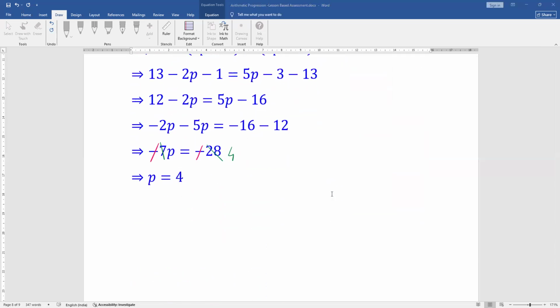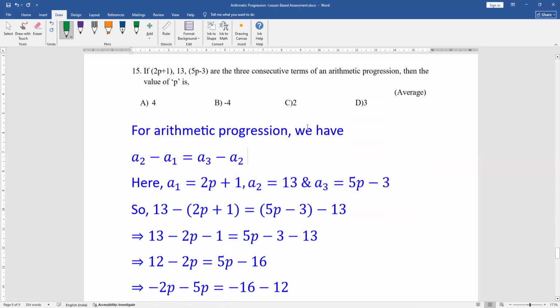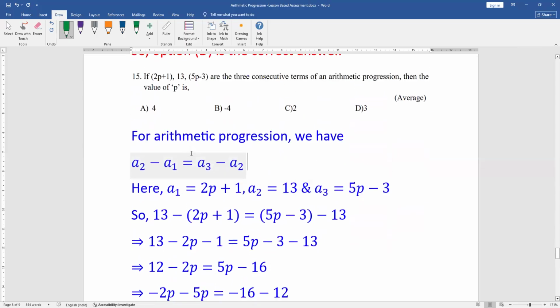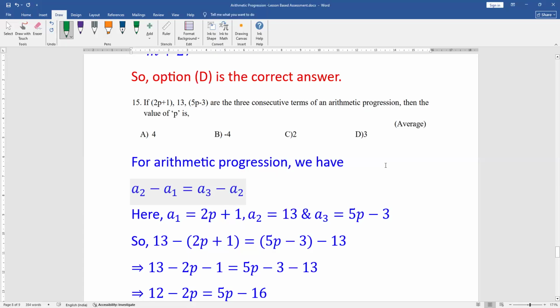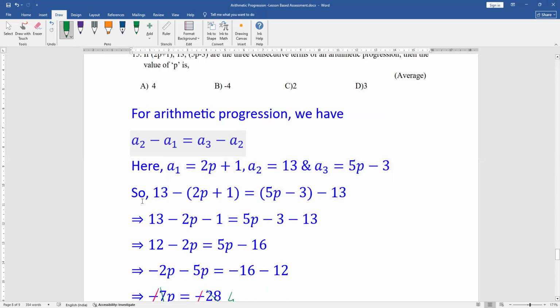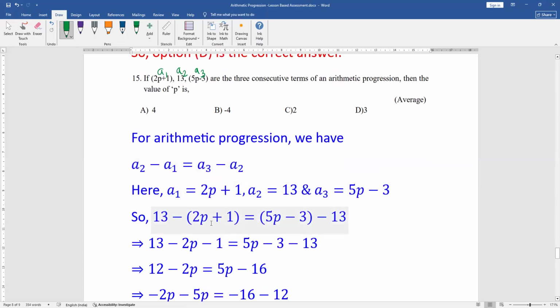So again, I write option D as the correct option. Once again, let me explain in Kannada. First, we write a2 minus a1 equals a3 minus a2. Here is a1, this is a1, this is a2, this is a3. Then for a2 I replaced 13, and for a1 I put 2p plus 1.